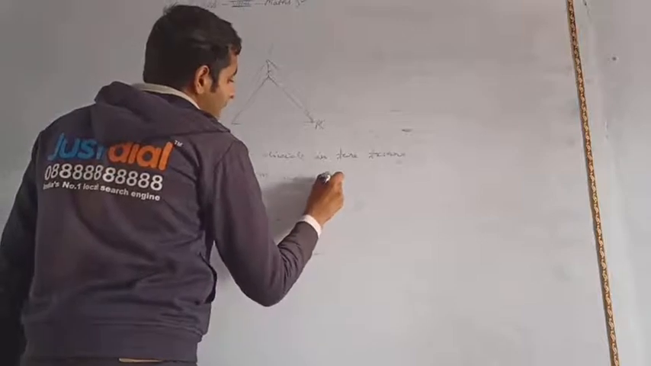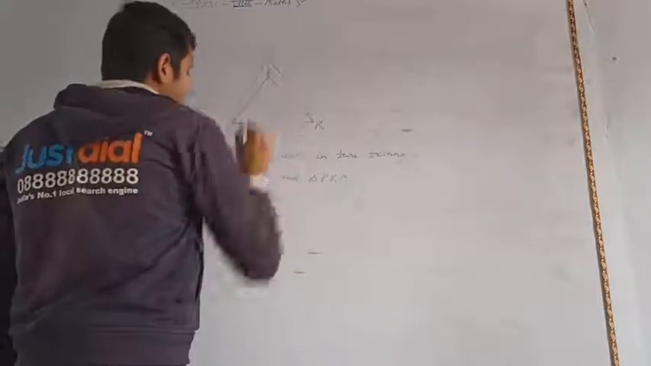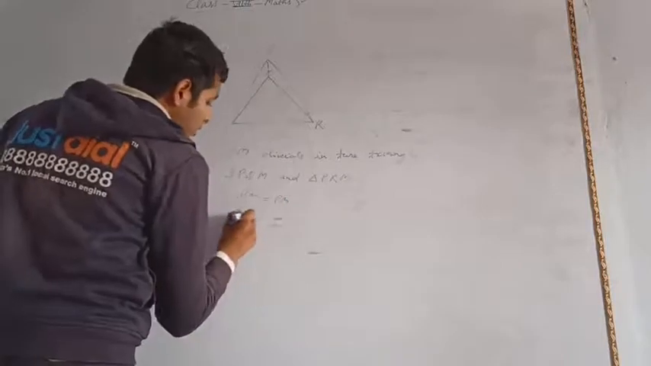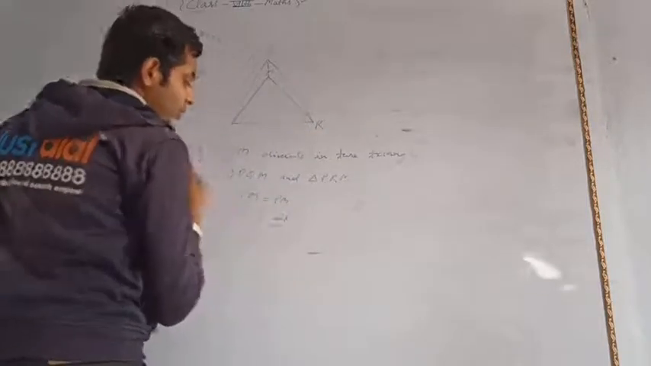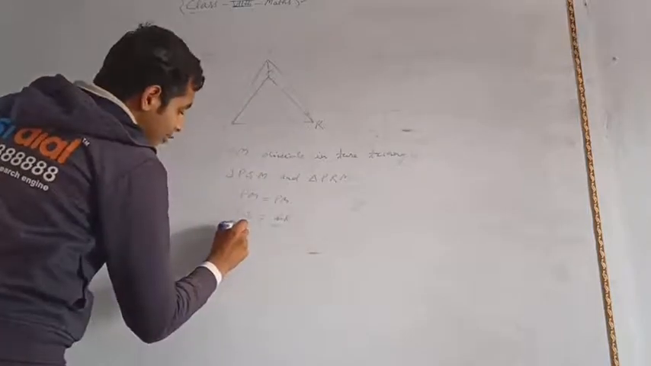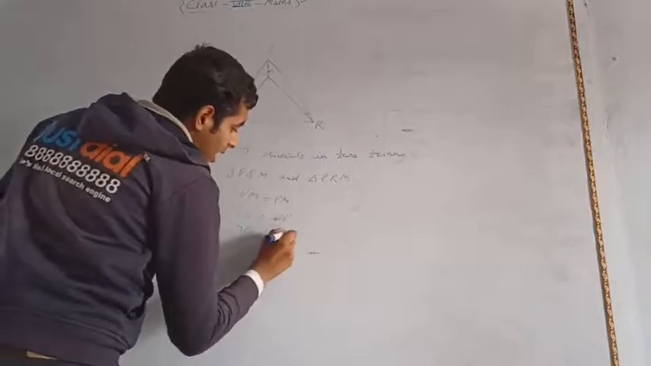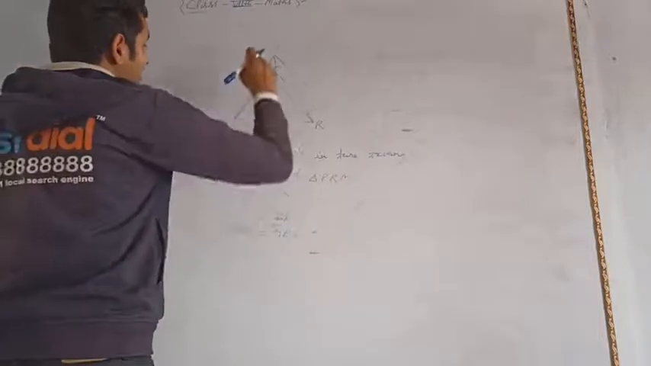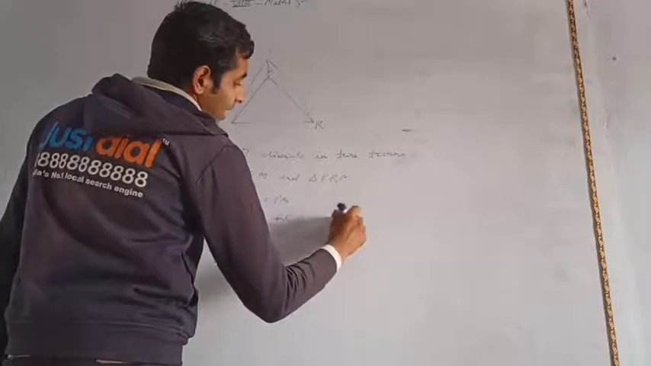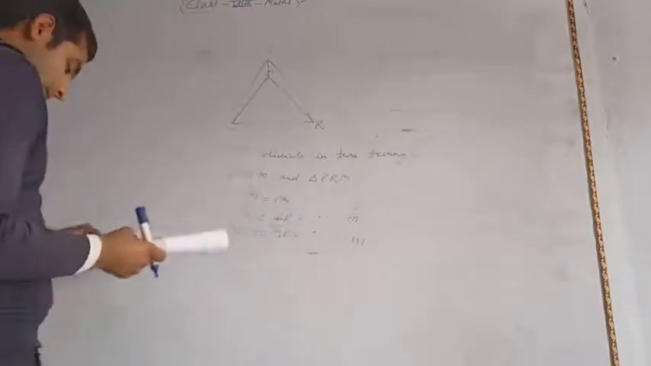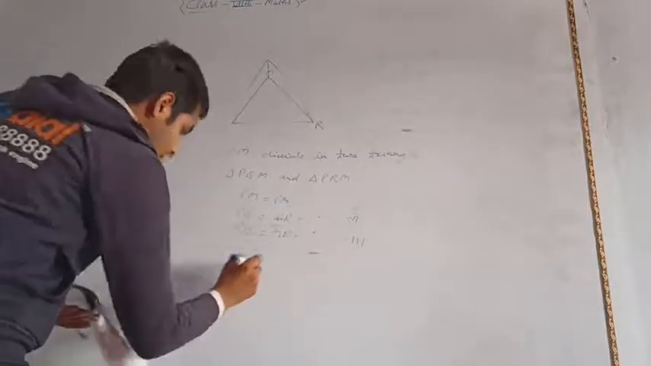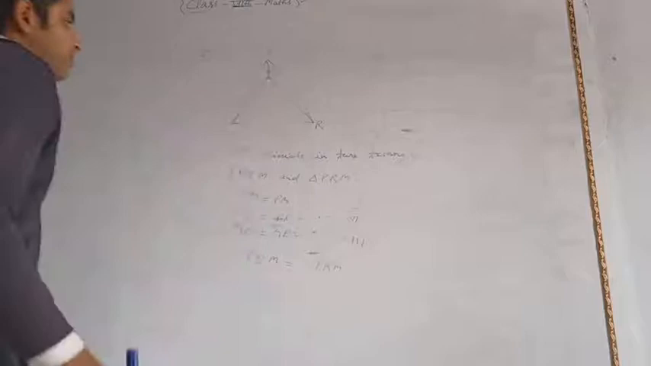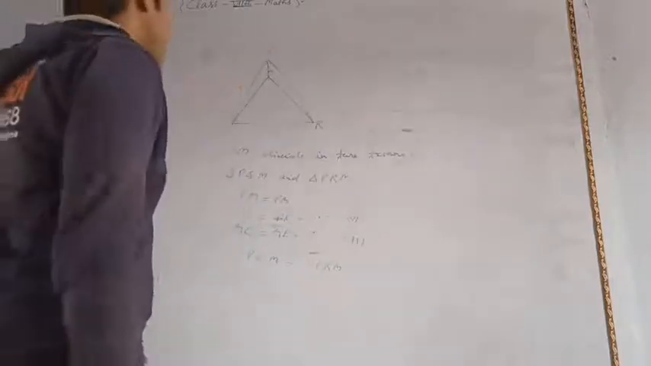In both triangles you can see that PM is equal to PM, that is the common side, and again PQ is equal to PR, and also MQ is equal to MR. So by this, from the second and third, you can say that angle PQM is equal to angle PRM. This is the required solution of this problem.